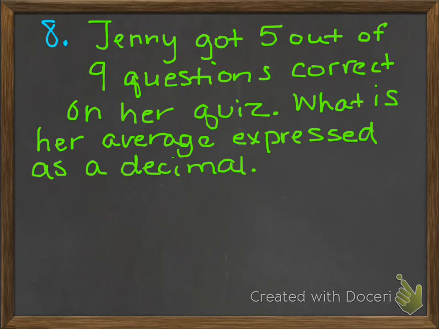Number 8 says, Jenny got 5 out of 9 questions correct on her quiz. What is her average expressed as a decimal? So the first thing you want to do is view this question as a 5 out of 9, so a fraction. From here, you're going to need to set this up as a regular division problem. So you'll use 5 divided by 9.